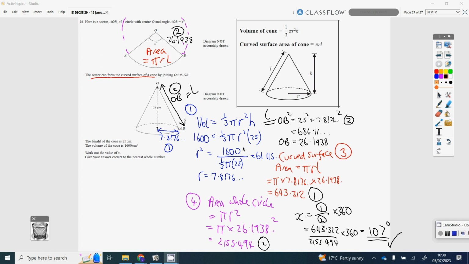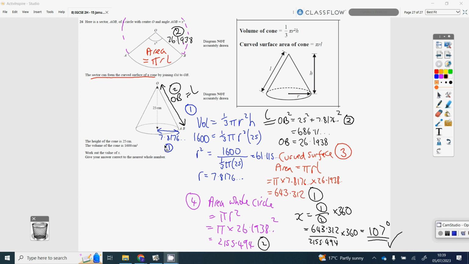Thirdly, I can now work out this area up here of this sector. The sector can form the curved surface area of a cone. Now, the curved surface area of a cone is worked out by doing pi RL. And I know the radius is 7.8176, and I've just worked out that L to be 26.1938. So I can work out that the area of this sector, which is also the area of the curved surface of the cone, to be 643.312.